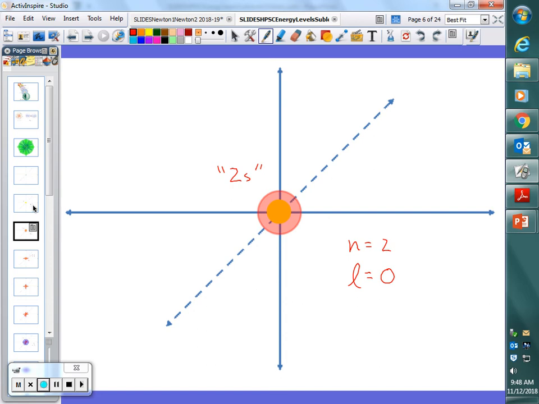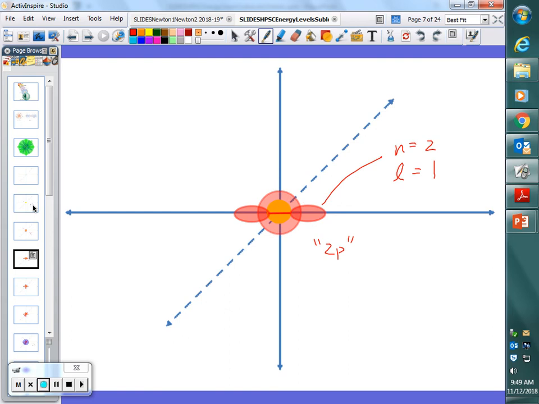Remember that they all have to be different from one another. So when we get to this point here, we'll start here. This is a 2p orbital. So n is equal to 2, this is the second energy level. l is equal to 1, because it's a p orbital. But when we go here, this is also a 2p orbital. This one.